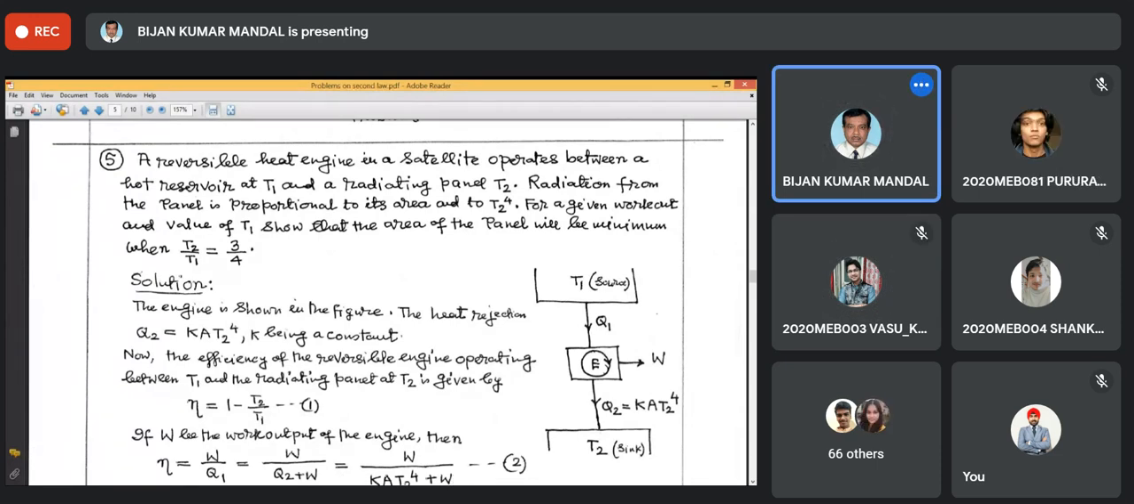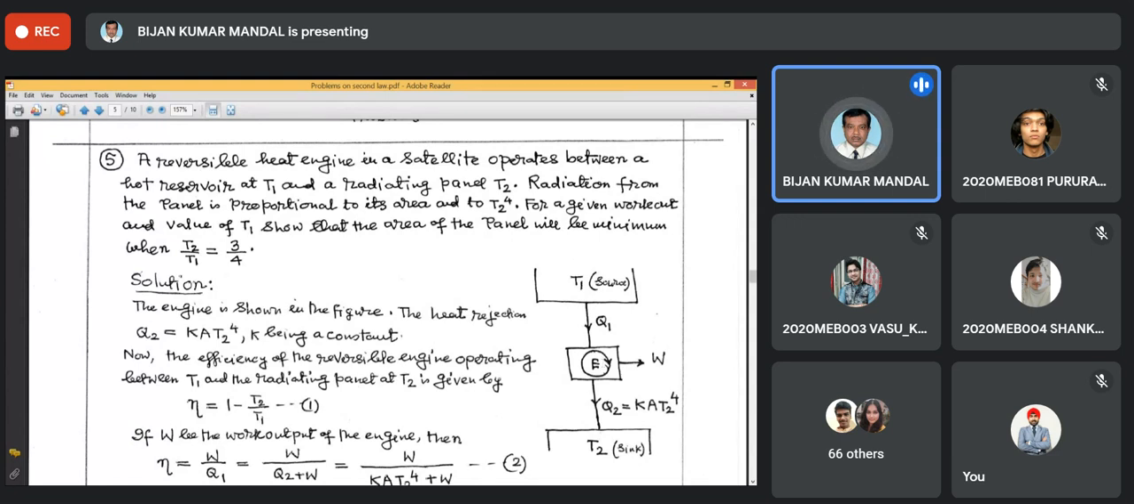So now we have to prove that, for a given temperature T1 and the work output, we have to find the area of the panel. T1 is the temperature of the source from where we are taking the heat, and this is the amount of work output that we need. So then you have to find out the area of the panel, and actually we need some minimum type things, because that will be helpful for us.